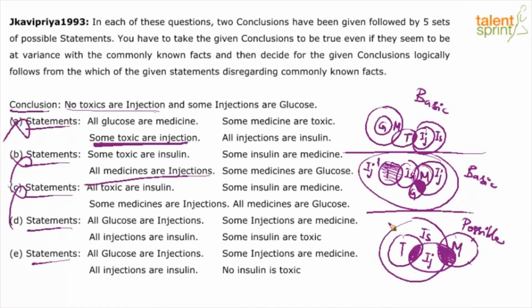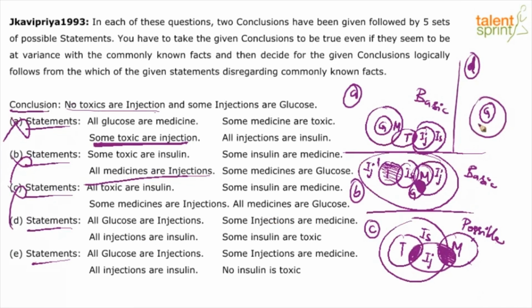Look at the D1. So this is for A, this is for B, and this is for C. I don't have enough space for D. Let me draw for conclusion, option D here. Option D, right? All glucose are injections. All medicines are glucose. Okay, so space crunch here. Let me draw it a little smaller in size so that we can accommodate everything.